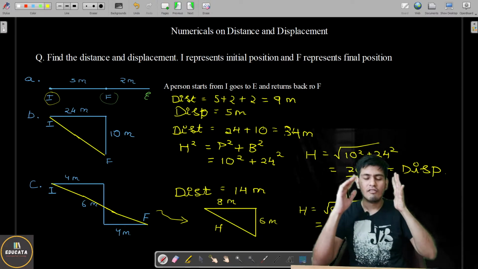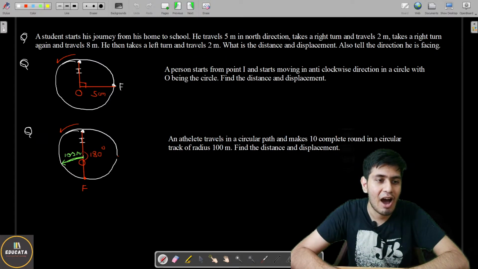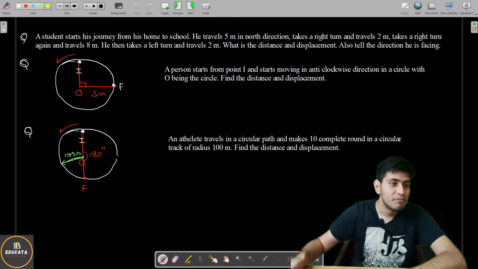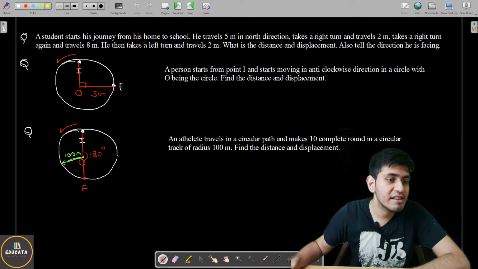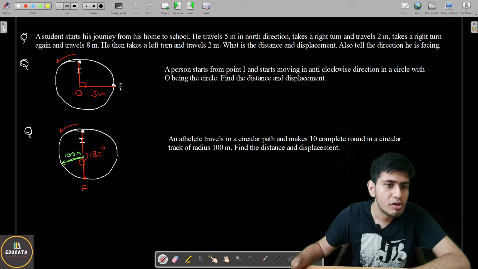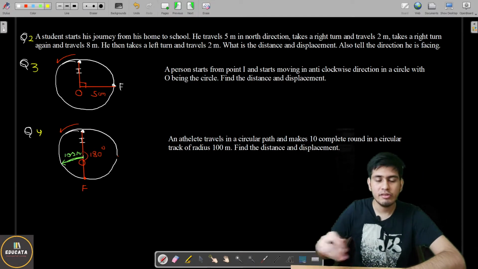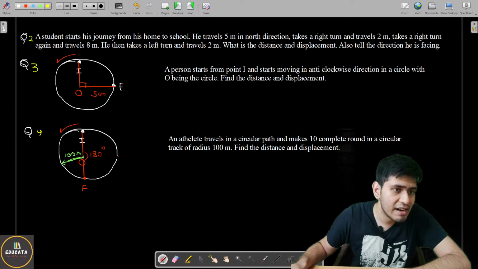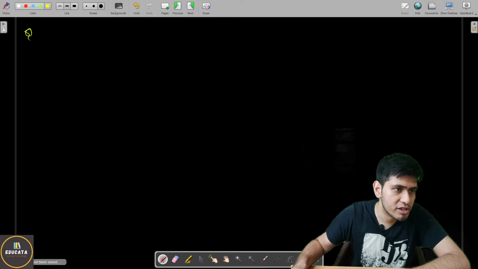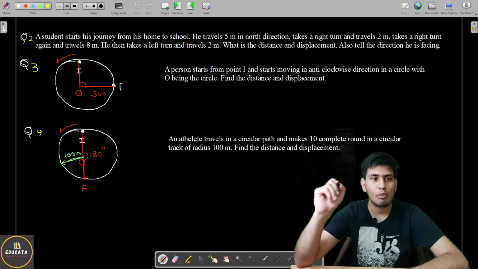Now your fight begins. How can you solve this particular problem? I can do one thing, let me name it as question number 2, 3 and 4, and I will be doing them on separate sides. This is question number 2. A student starts his journey from his home to his school. He has to travel from his home to his school.